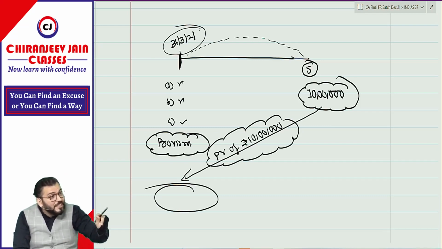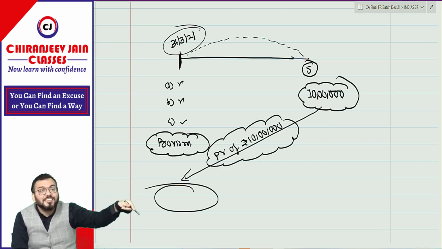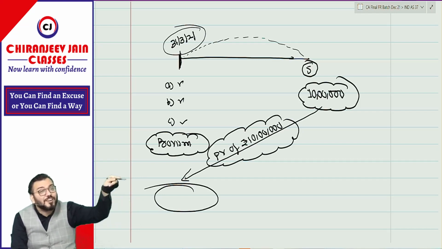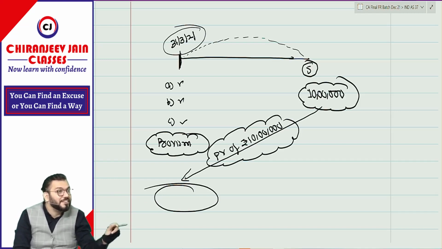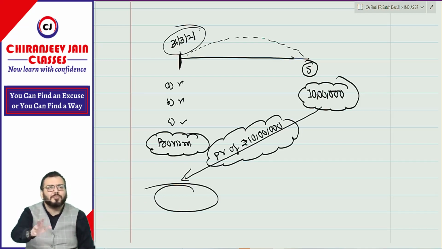Now AS 29 was silent regarding discounting. AS 29 says the provision will be recognized at the undiscounted amount. Ind AS 37 says the provision will be recognized at the discounted amount if the time value of money is material. What is the meaning of the time value of money being material?